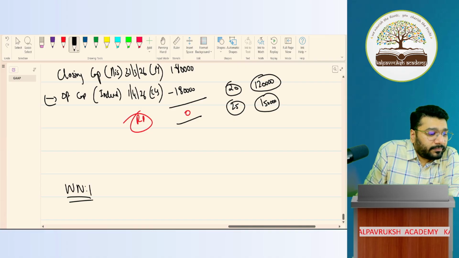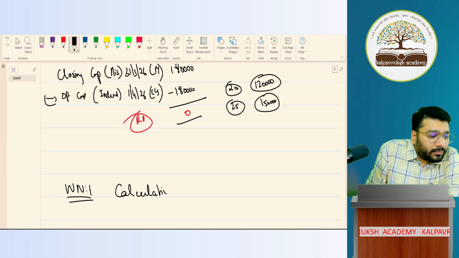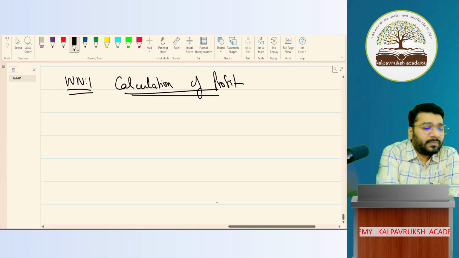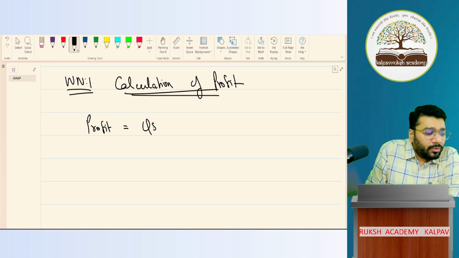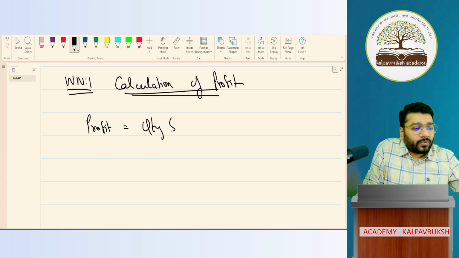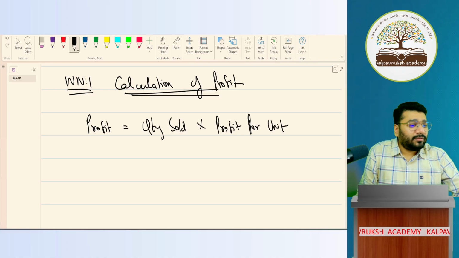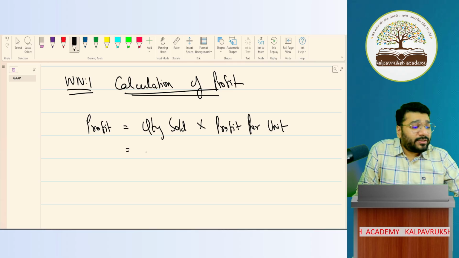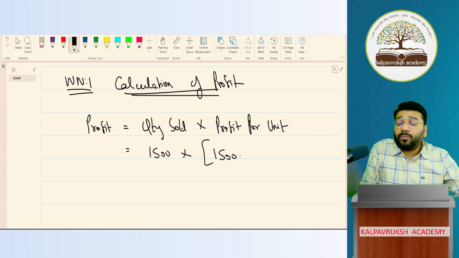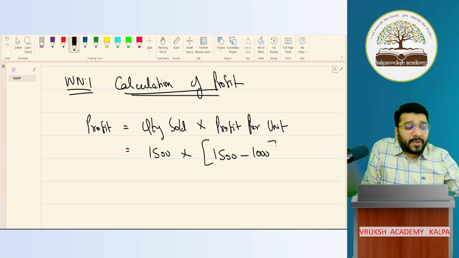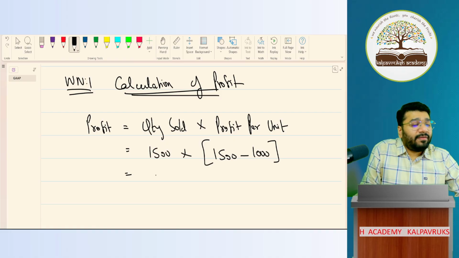First is working note number 1. Calculation of profit. Profit is equal to quantity sold into profit per unit. You can't say piece now, say unit. Quantity sold how much? 1,500. Profit per unit is how much? 1,500 selling price minus 1,000 cost price. How much is it? 500. Multiply and tell how much it is.